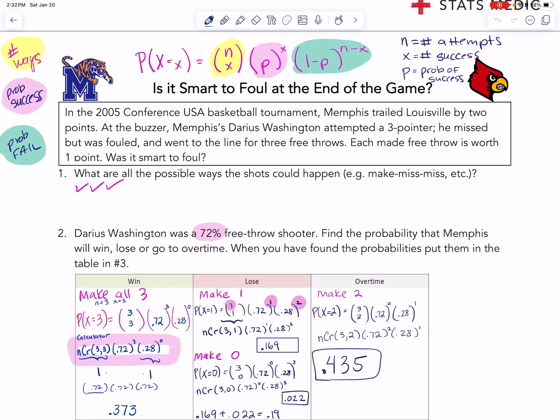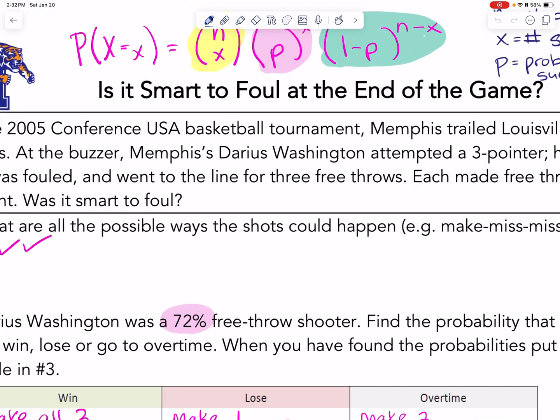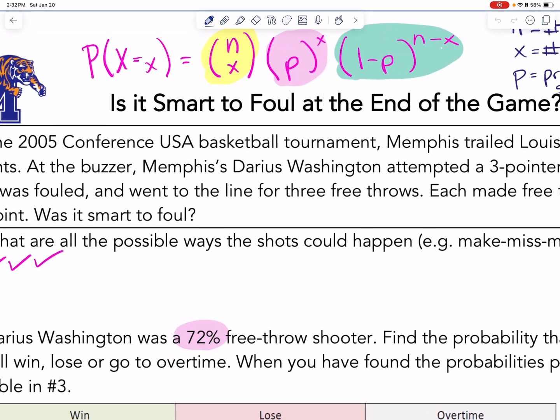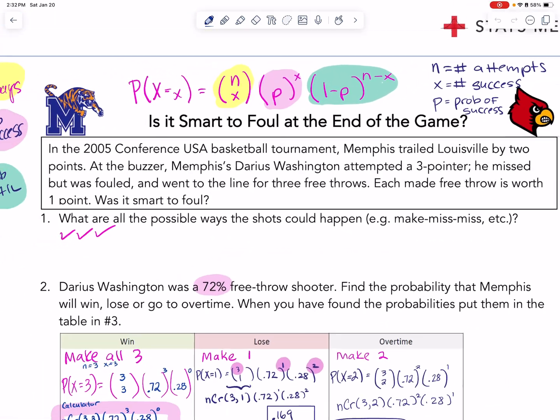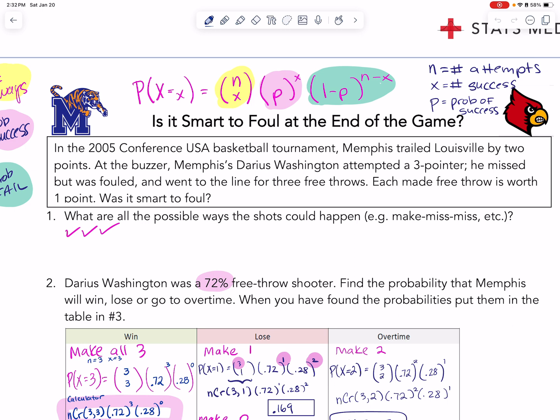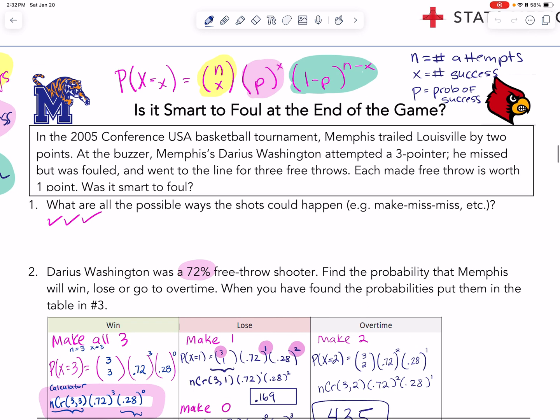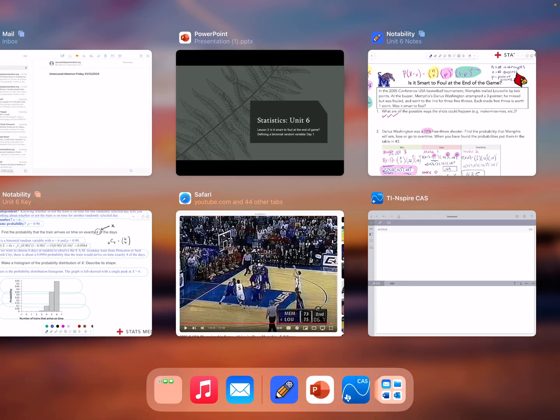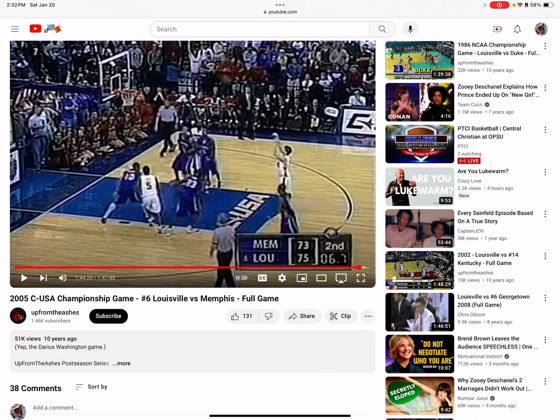What I wanted to do is show you how we're going to be doing the binomial random variable today. To do the binomial random variable, we are going to use a basketball game. In 2005, there was a basketball game, and Memphis trailed Louisville by 2 points. At the buzzer, Darius Washington attempted a three-pointer. He missed but was fouled and went to the line for 3 free throws. So this is kind of the setup, and I'll narrate it as it goes on.